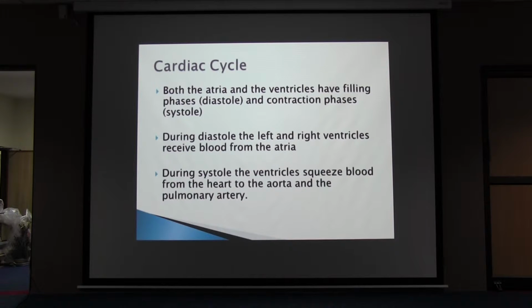When you're talking about the cardiac cycle, it consists of a systole and the diastole. When the atria and ventricles are in the filling phase, it's called diastole, and the contraction phase is called systole. During the diastole, the left and the right ventricles receive the blood from the atria, and during the systole, the blood is squeezed into the arteries.